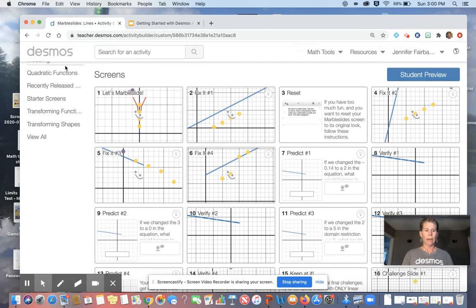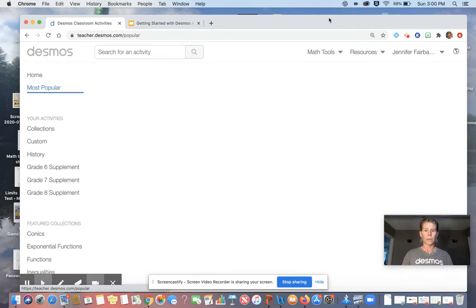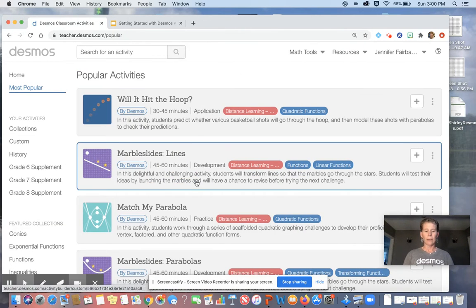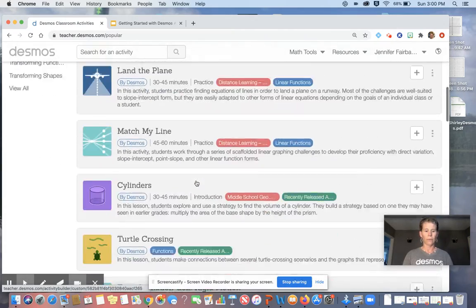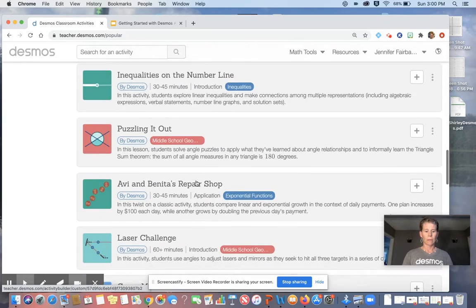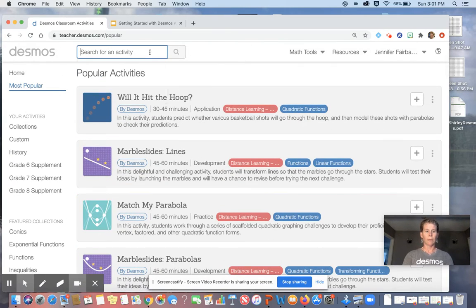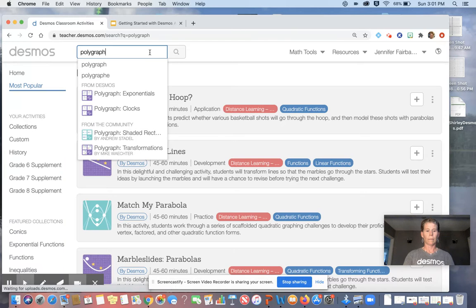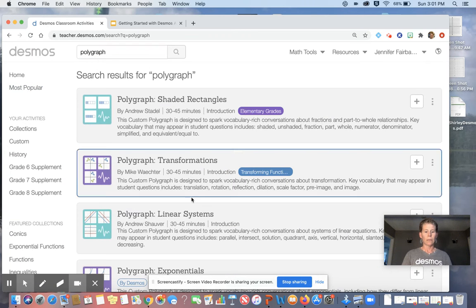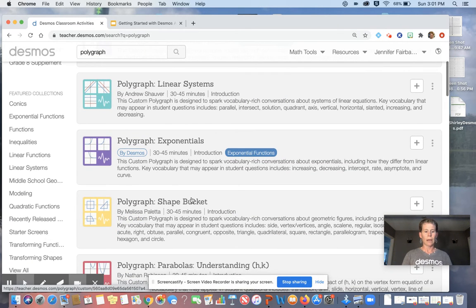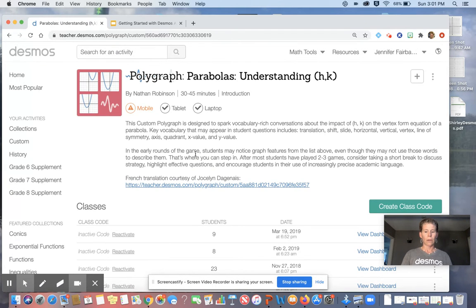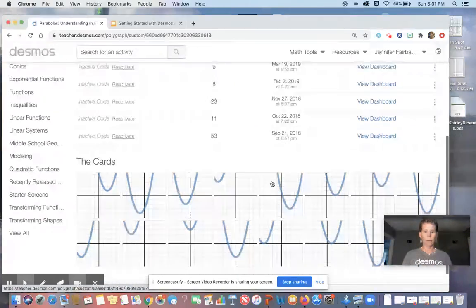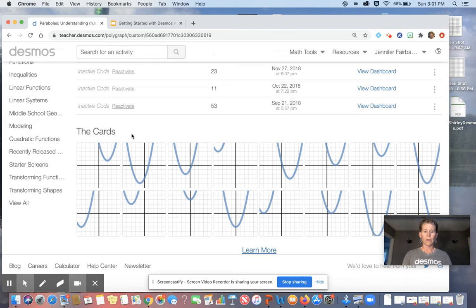I'm going to go back to most popular. And the next one that has a whole series is polygraph. Where are my polygraphs? We will type it in up at the top. Polygraphs. So you can see all the different ones. Which one should we look at? We'll go with parabolas. So in polygraph, we're just going to take a look. So here are the possible cards.